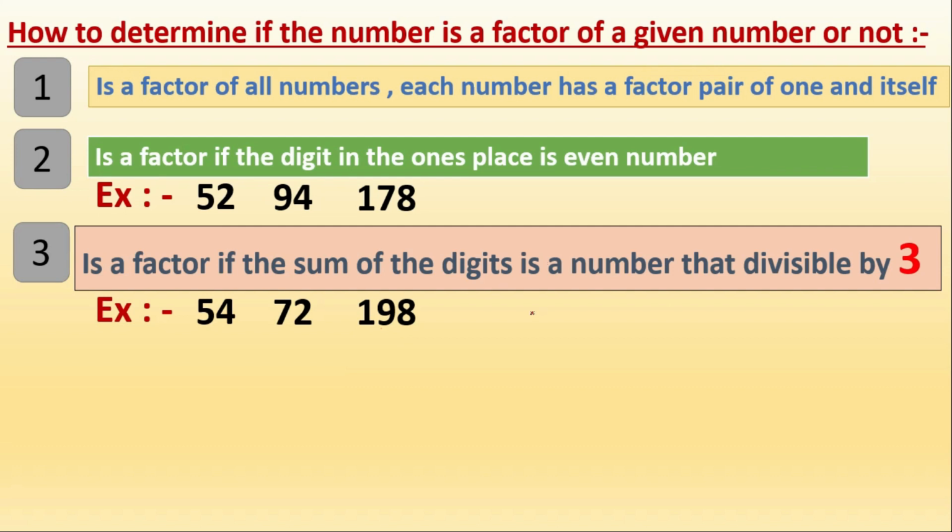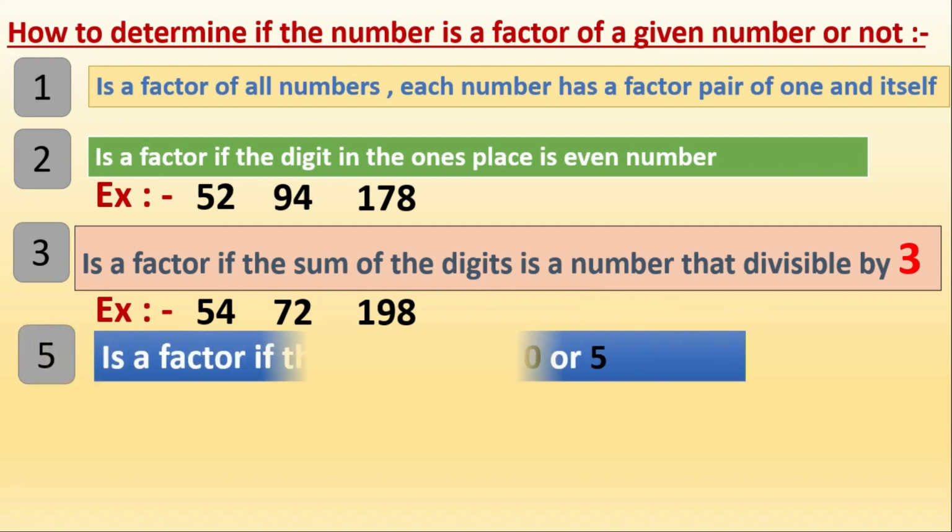Now using the example 41. Is 3 a factor of 41? Let's show. 4 plus 1 equals 5. Can you divide 5 by 3? No. So 3 is not a factor of 41.